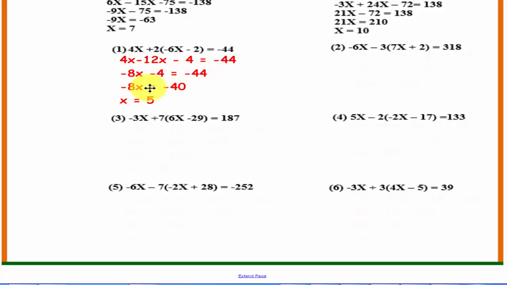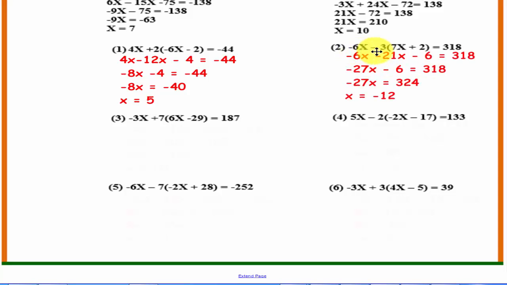Negative 8x equals, if you take a positive 4 and add it to this side, negative 44 is now negative 40. And divide this side by 2 negatives, so x equals 5. Let's look at the next one and see what happens.